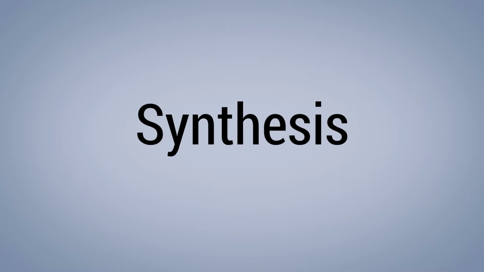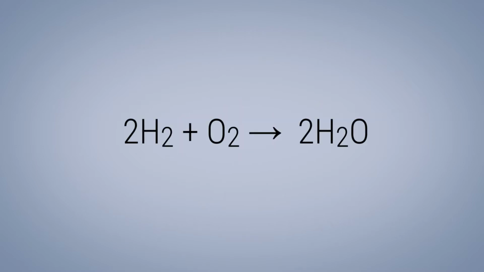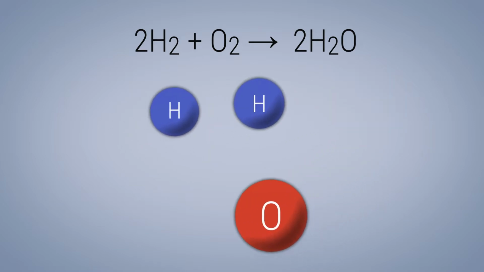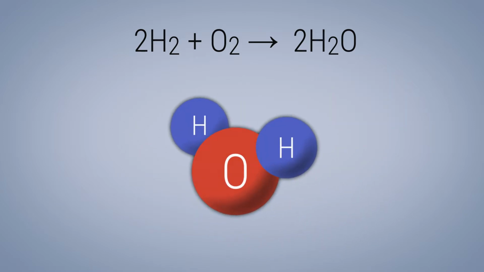Looking at the first reaction, on the reactants side, we have hydrogen and oxygen, and on the product side, we have joined the two elements to make the compound dihydrogen monoxide, or better known as water. When we combine two separate single elements to make a compound, we refer to this as synthesis.